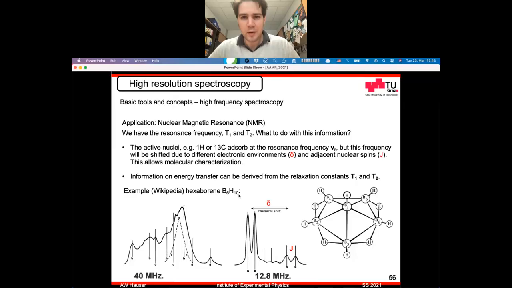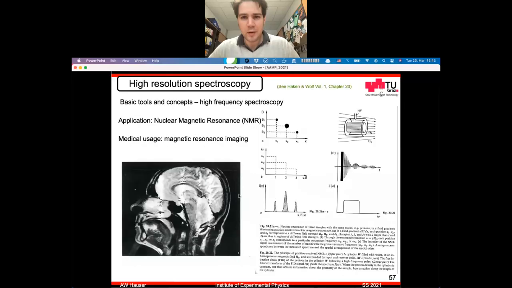So with this knowledge, you can really build or derive what type of tissue or what type of molecule is in your sample.